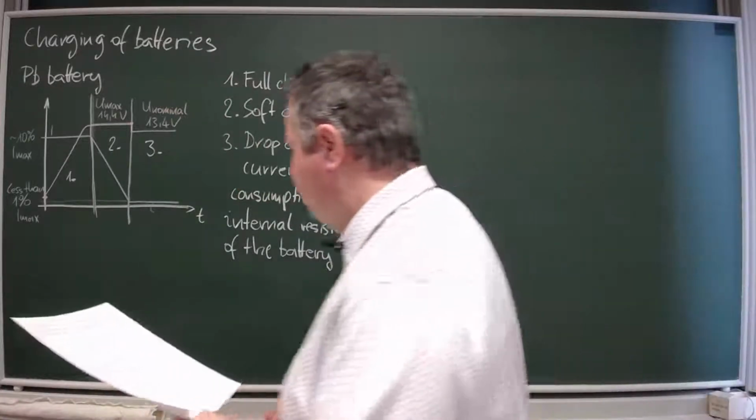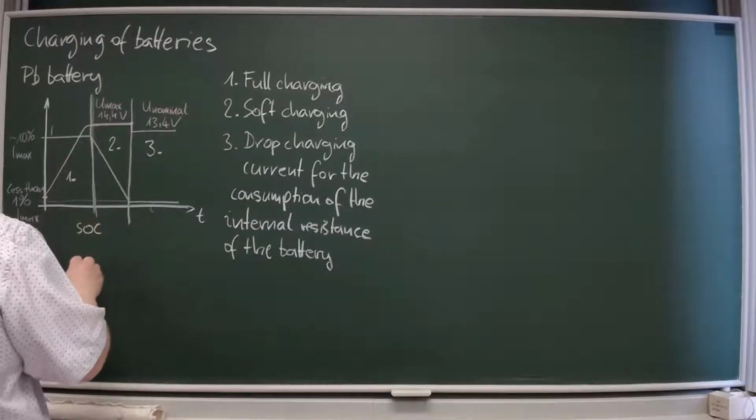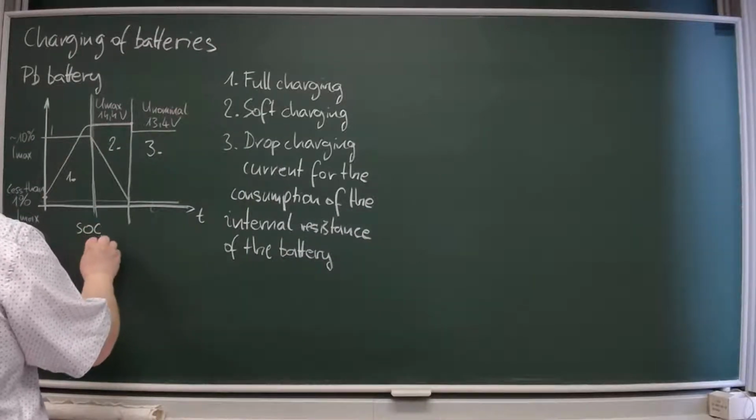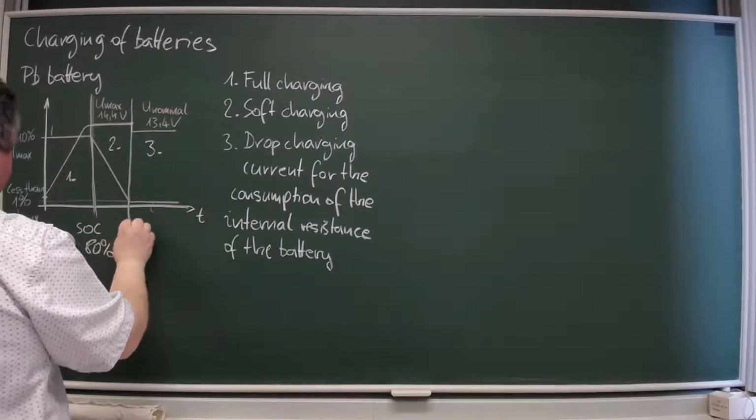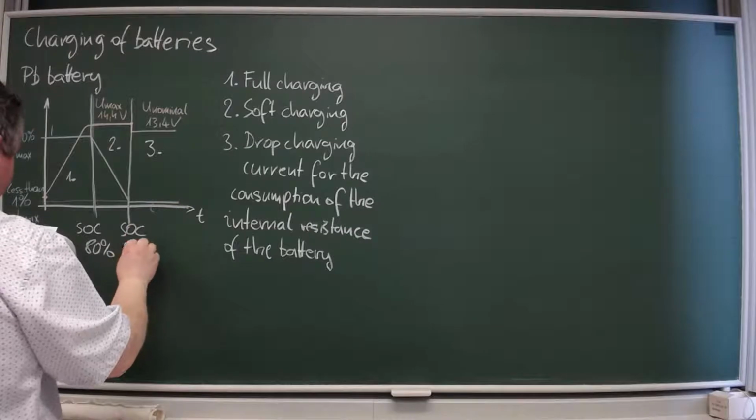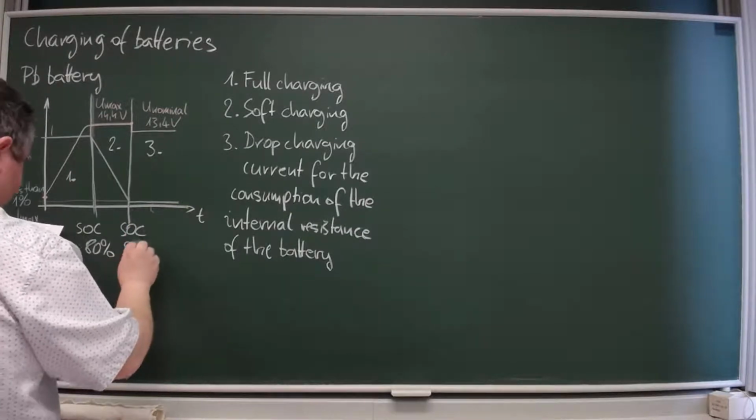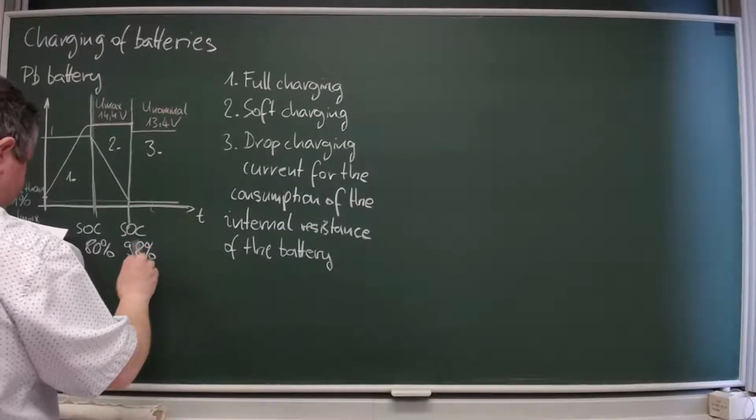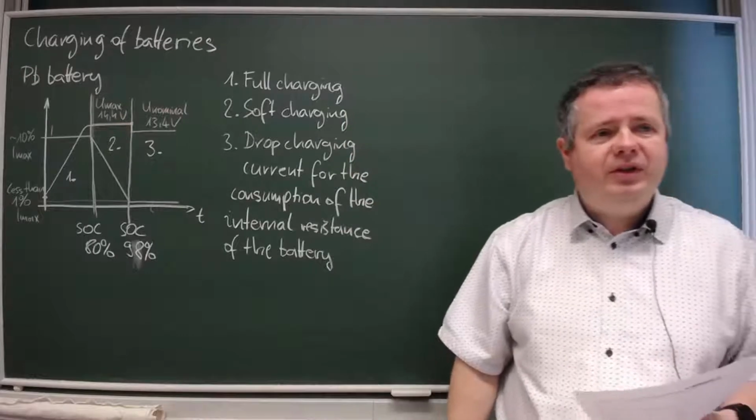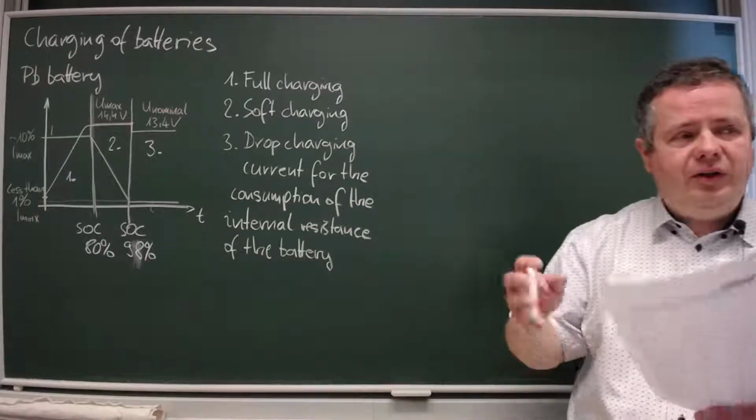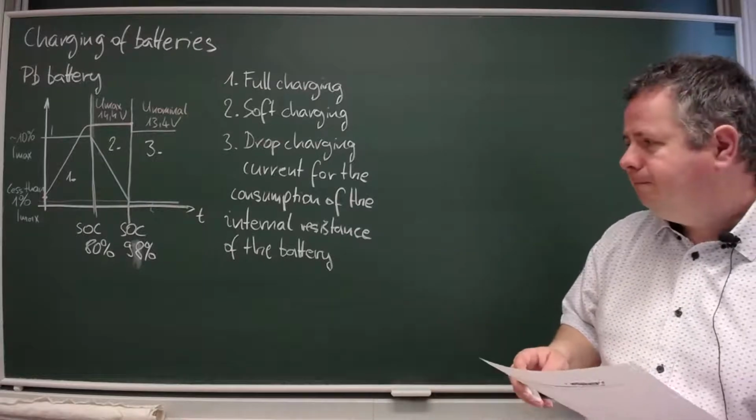And what about the charge? The state of charge here, SOC, is roughly 80% at the limit of the first zone, and the state of charge is roughly 90, not 99, let's say 98%. State of charge being the capacity divided by the maximum possible capacity of the battery. Okay?